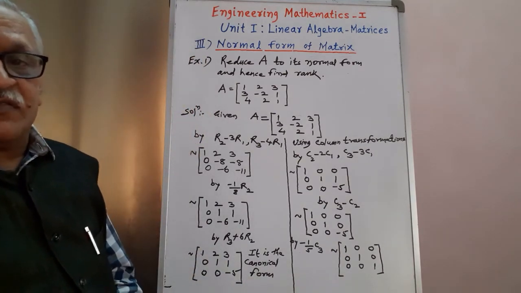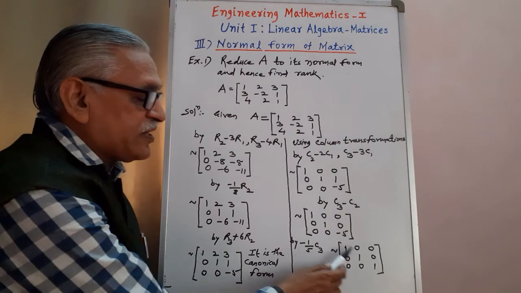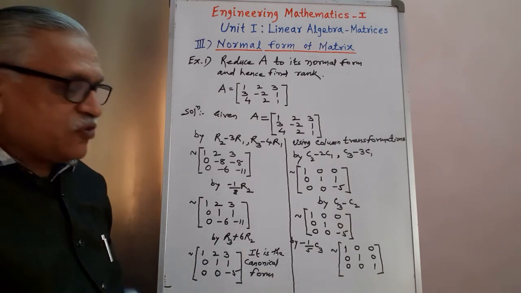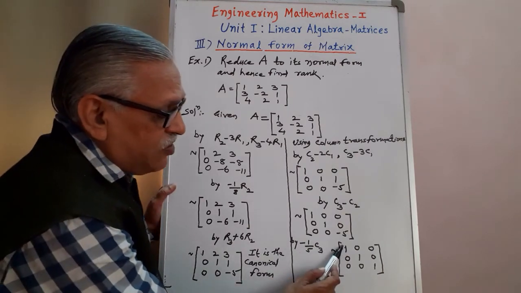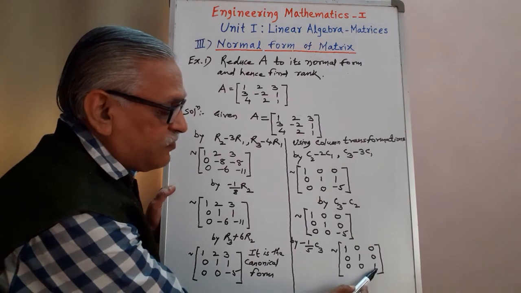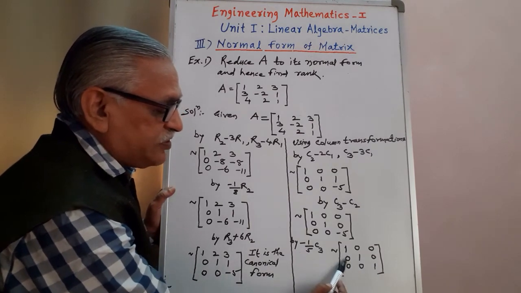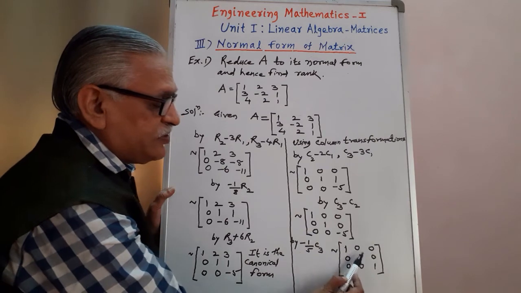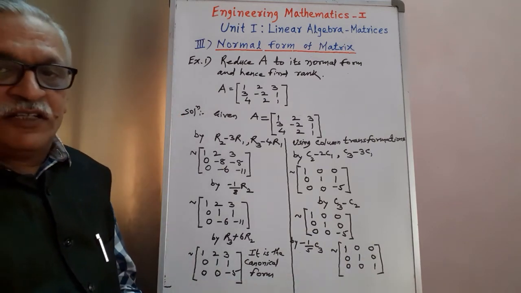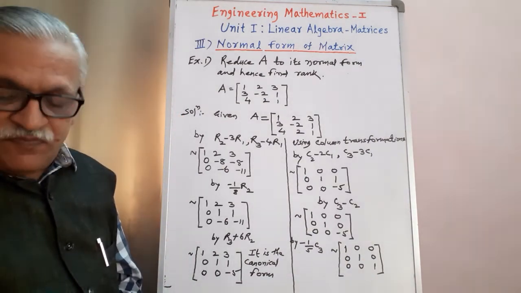Here I have completed all the steps. Calculation is over. As we get all the principal diagonal elements as 1 each, lower diagonal elements as 0, upper diagonal elements as 0, this form is called a normal form.